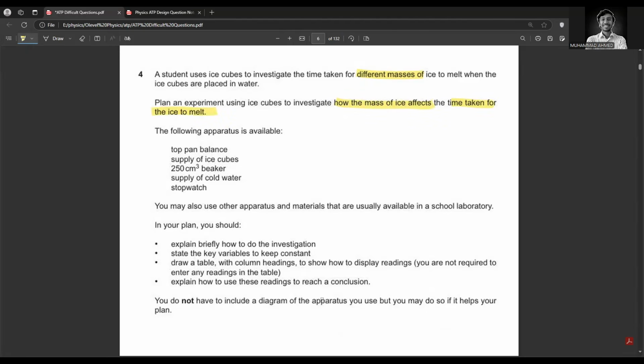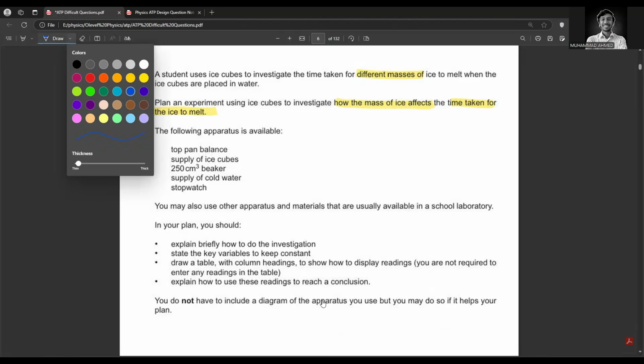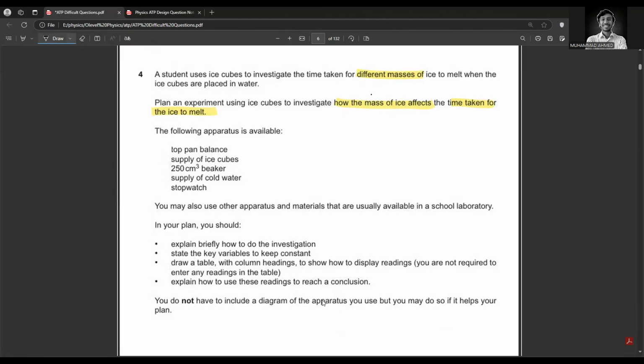Now, here, what will be your independent variable? What can you change? What can you vary in this experiment very easily? That is the mass of the ice cubes. Mass of ice cubes will be your independent variable. And what will be a dependent variable? As you change the mass of the ice cubes, the time taken for the ice cubes to melt will vary. So, time will be your dependent variable.